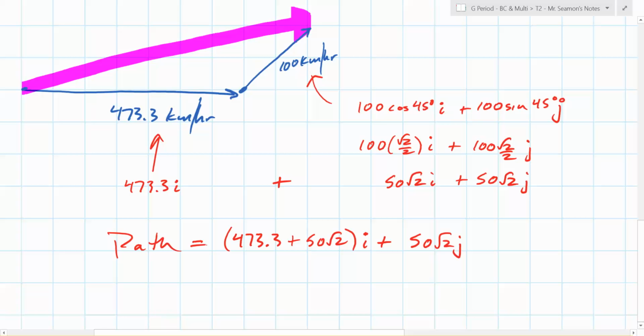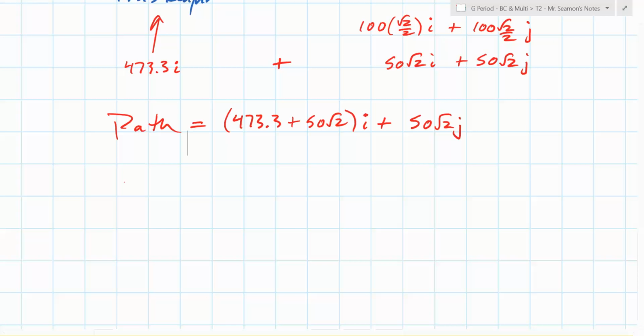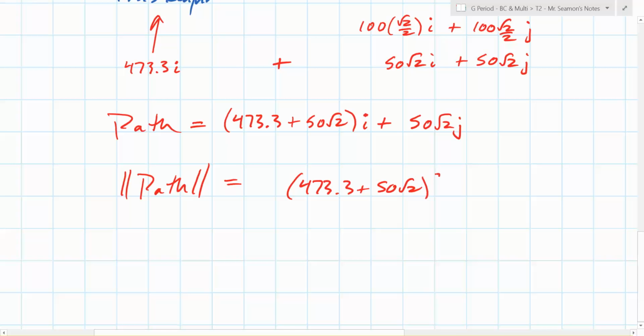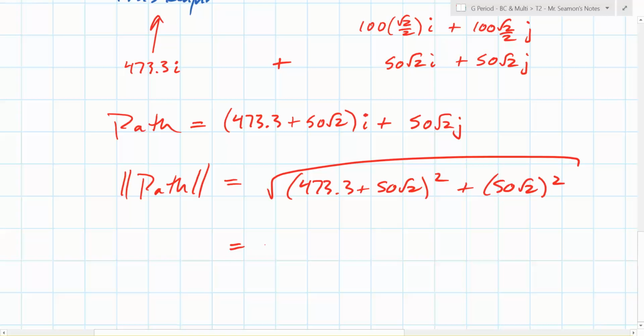That's the path. If you want to know what the actual ground speed is, what do you have to do with that vector? Take the magnitude of that vector. You need the magnitude of that vector to actually get the ground speed. So that's just going to be what? 473.3 plus 50 root 2 squared plus 50 root 2 squared, square rooted. And it comes out to like 586, I think.